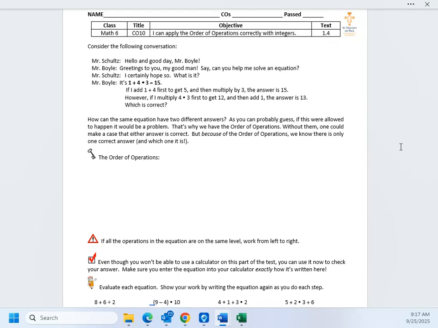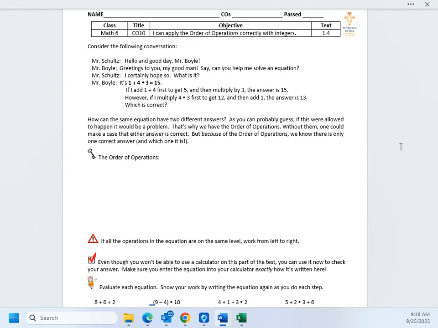Uh-oh. Can math have two different answers? No. So which one of these is correct? One is right, one is wrong, because there can only be one answer. What do you think, Rhoda? 15. Why do you think that? Because adding 1 before the 3. So when we're reading from left to right, because math equations we read left to right, Rhoda's saying, well, we get to 1 plus 4 first, so that's what we should do first.